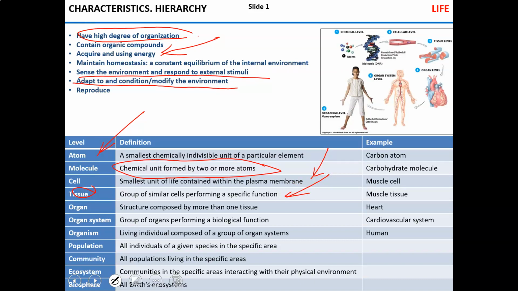And when multiple tissues combine in one structure, that structure will be an organ. So muscle, epithelial, nervous, and connective tissue will form an organ, a heart. A group of organs that perform a particular biological function, for instance, heart and blood vessels, will form a cardiovascular system. Systems, such as cardiovascular and respiratory and renal, form an organism. For instance, a human, or any other organism for that matter.